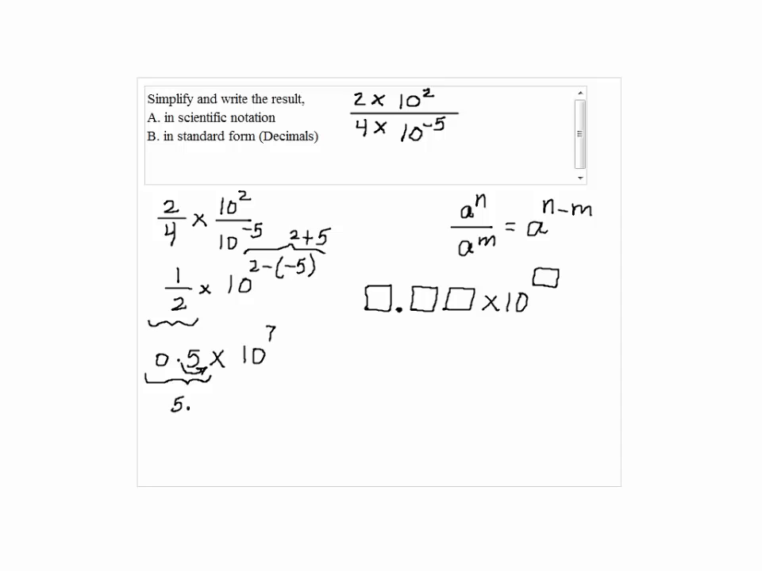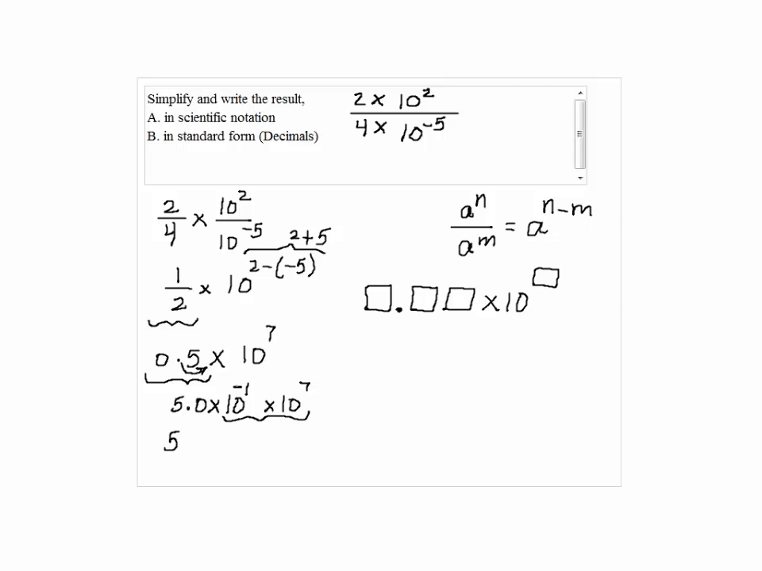So we have 5.0 times 10 to the power of, well, we moved the decimal point only one time, so it would be either plus 1 or minus 1. As you see, 0.5 is a number which is less than 1, so this must be minus 1. So if the original number is less than 1 already, the exponent must be minus. And then we have 10 to the power of 7 here.